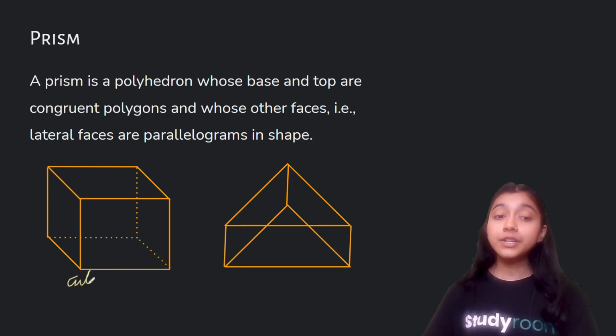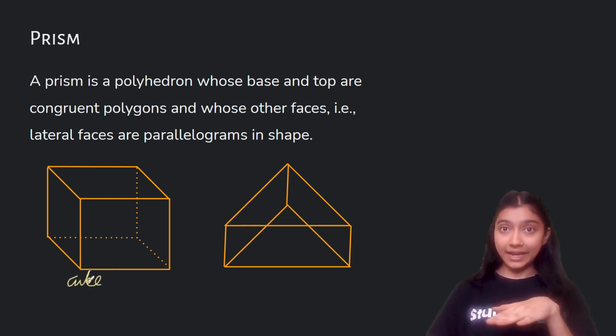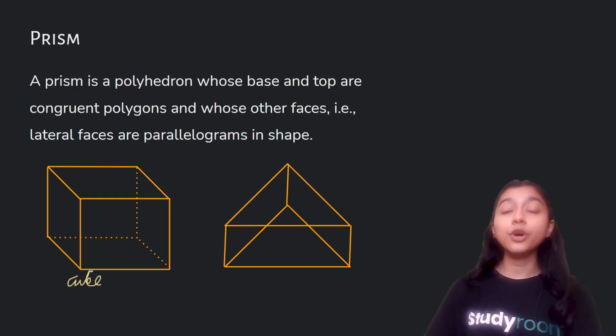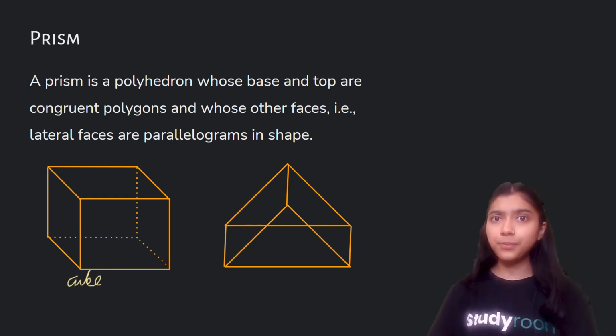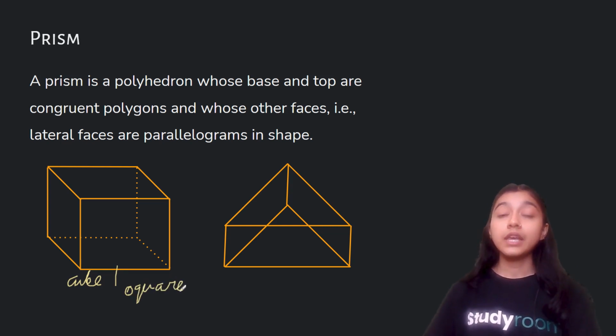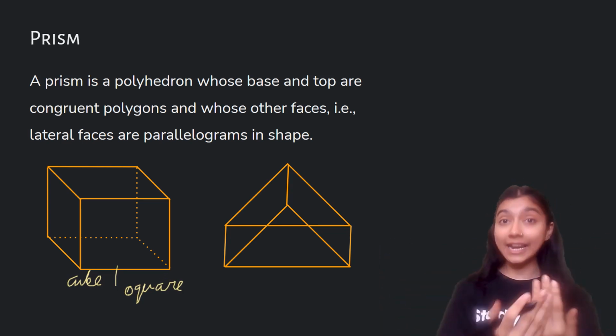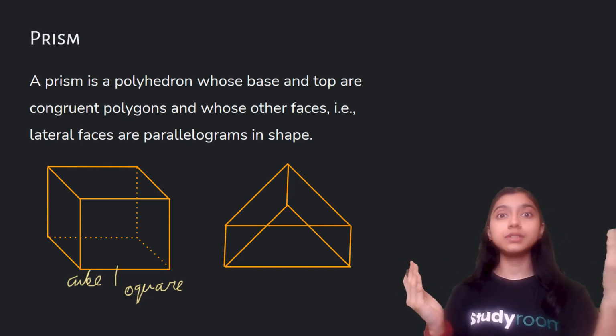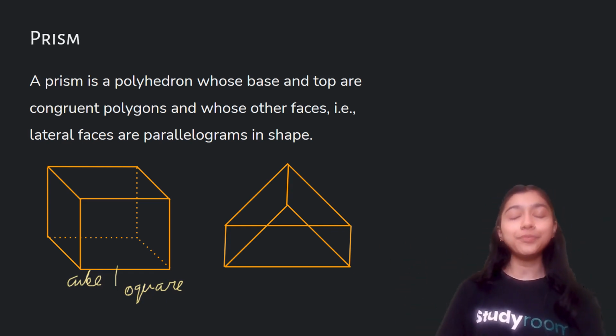Why? Because I told you that in a prism, the base and the top will be made up of congruent polygons. In a cube, the base and the top are made up of congruent polygons. And what is that polygon? The base and the top are made up of congruent squares. And all the other side faces, the four lateral or side faces, are made up of parallelograms.